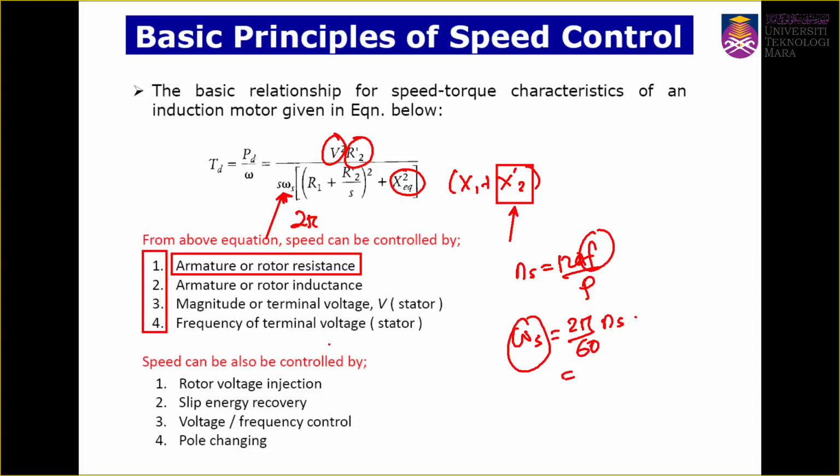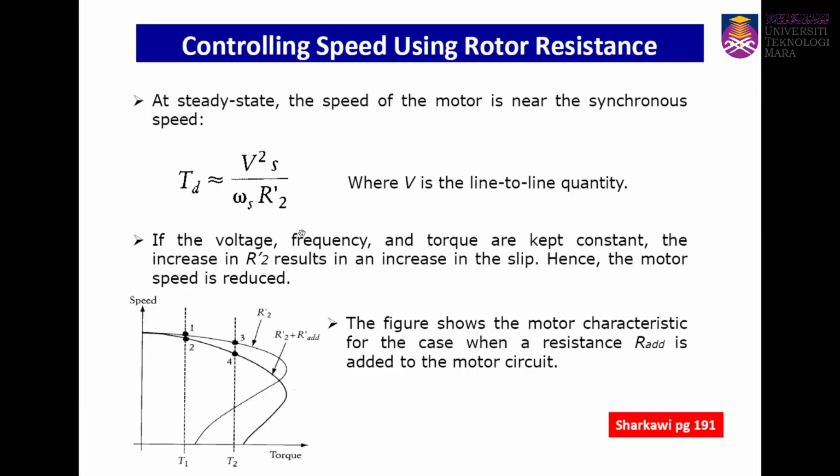We also have another set of techniques to change the speed, which is rotor voltage injection. If you have access to the rotor side, you can add a rotor resistor, or inject a voltage into the rotor side to control the speed of the motor. Then you have slip energy recovery, voltage frequency control, and pole changing. We are going to look at all of this in our syllabus. Okay, so now we start with controlling speed using rotor resistance.